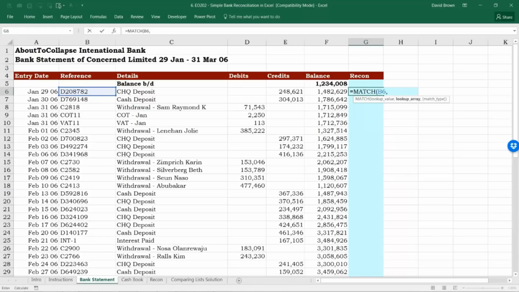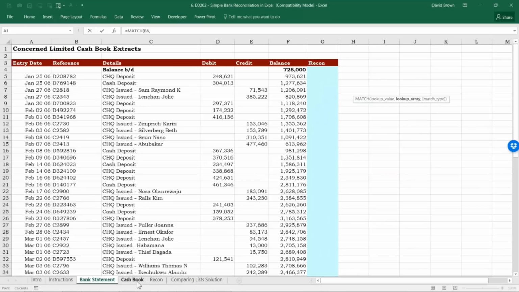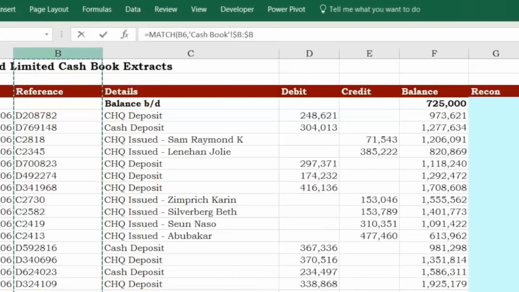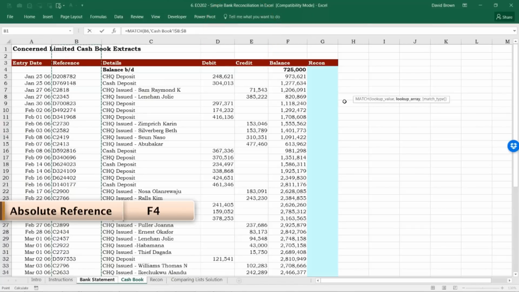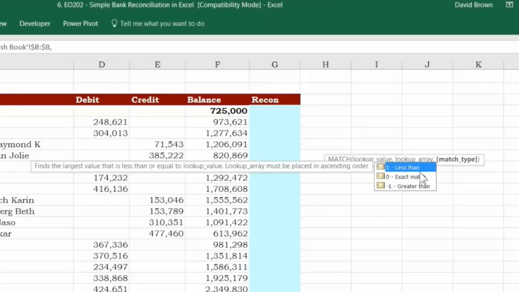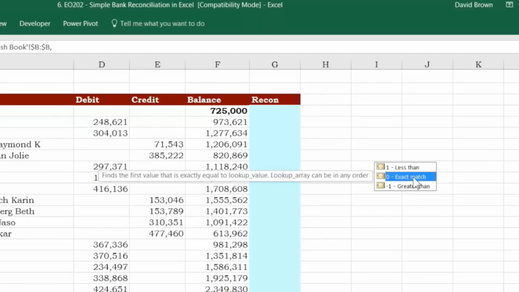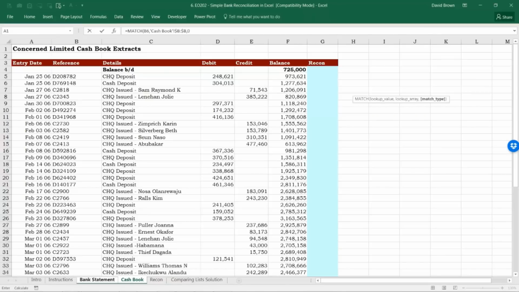So I said, look for this reference somewhere in my cash book. I'm going to my cash book, and I'm going to highlight the entire column B, because the whole of column B has my references. When I highlight it, I'm going to press F4. F4 is just to lock. If you look in my formula bar, you will see it's locking with the dollar sign. So look at the syntax: match lookup value, lookup array is this column. Match type, I put a comma. Match type basically means exact match, because when you're doing reconciliation, you need exact. Exact match is 0, and I close my bracket and press enter.